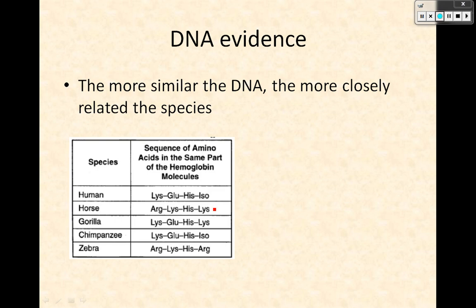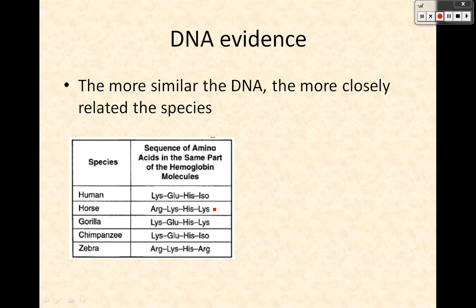So if we look at these 5 species, we've got human, horse, gorilla, chimpanzee, and zebra. And then here's a sequence of amino acids in the same part of hemoglobin molecules. Okay, so we know hemoglobin is a protein. We know that these amino acids are coded for by DNA. So we can look at amino acids instead of just A's, T's, G's, and C's and say, are we seeing the same patterns in making of the hemoglobin? Now what's interesting is all of these animals make hemoglobin, but it's a slightly different molecule because it's a slightly different protein because they're slightly different amino acids.